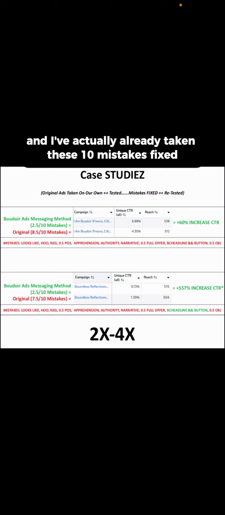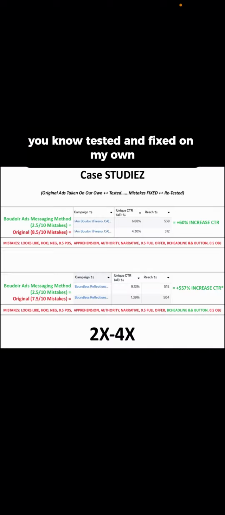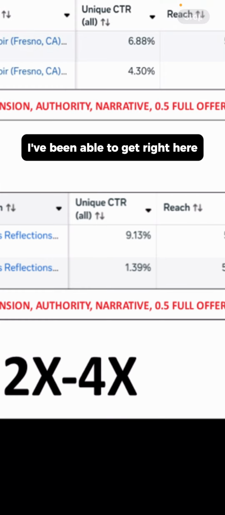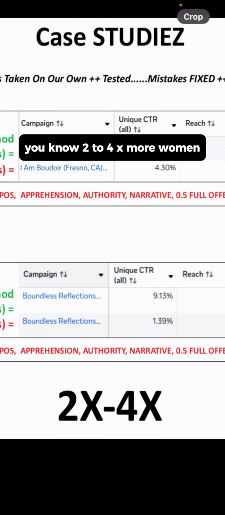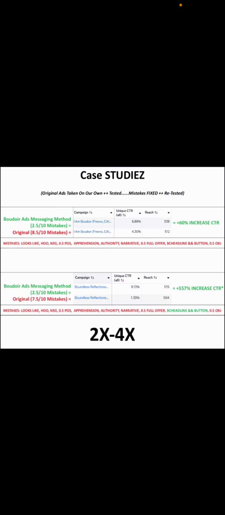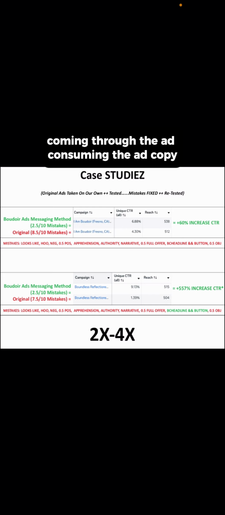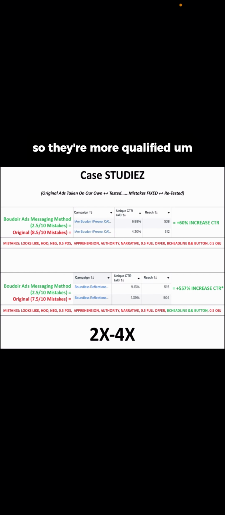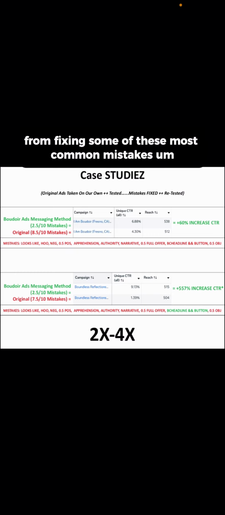And I've actually already taken these 10 mistakes, tested and fixed them on some other boudoir Facebook ads that I've seen out there. And on average, I've been able to get 2 to 4x more women coming through the ad, consuming the ad copy, becoming pre-qualified, getting exposed to our offer, and 2 to 4x literally for the same ad spend. And the women are actually more specific, so they're more qualified. And it all comes literally just from fixing some of these most common mistakes.